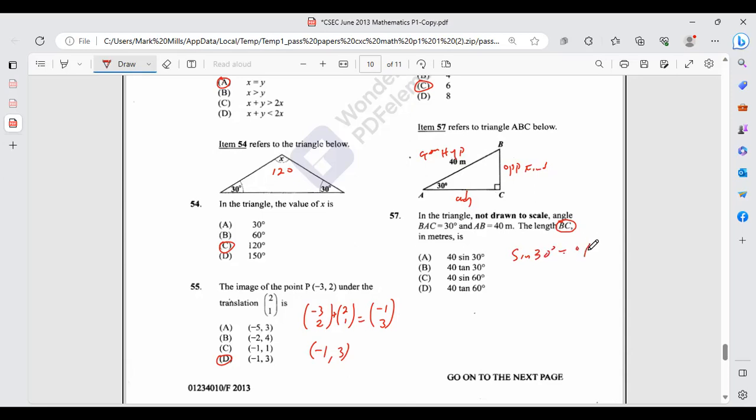So sine 30 is equal to opposite over hypotenuse. My opposite will be BC over 40. So put this over 1, then we cross multiply: 40 sine 30 is equal to BC. So what's my answer here? 40 sine 30. A. Yes, sir. A. Thank you.